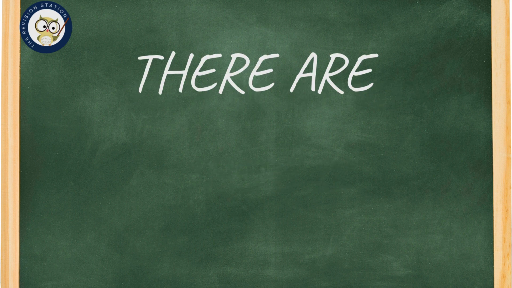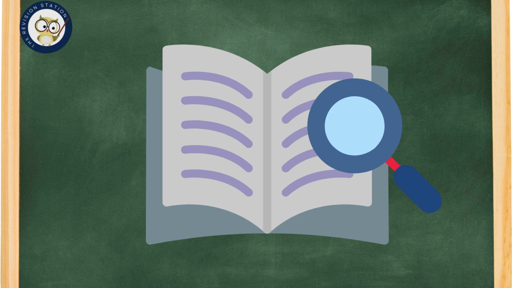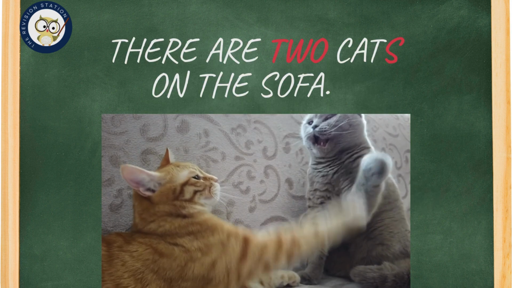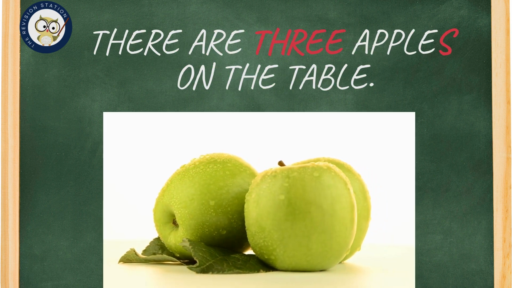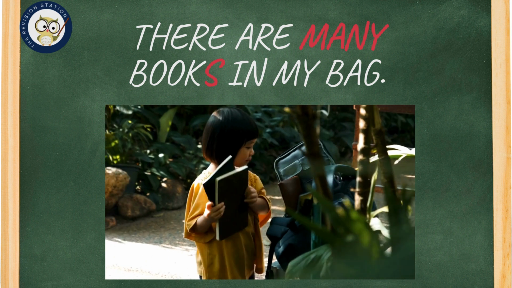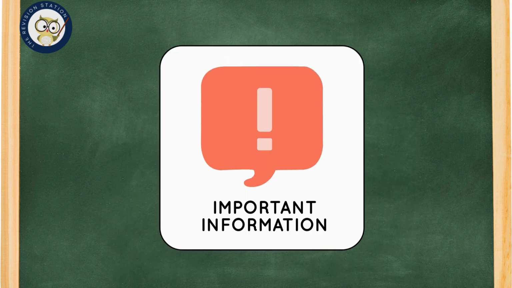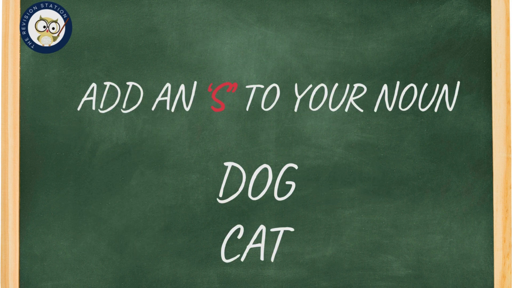We use there are when we talk about two or more things. Let's have a look. There are 2 cats on the sofa. There are 3 apples on the table. There are many books in my bag. Remember, do not use a or an with plurals. You must add an s to the noun.